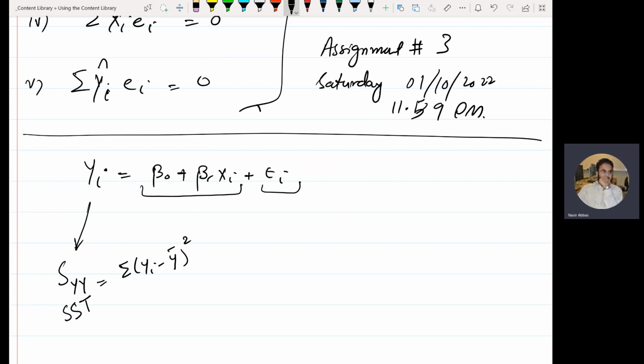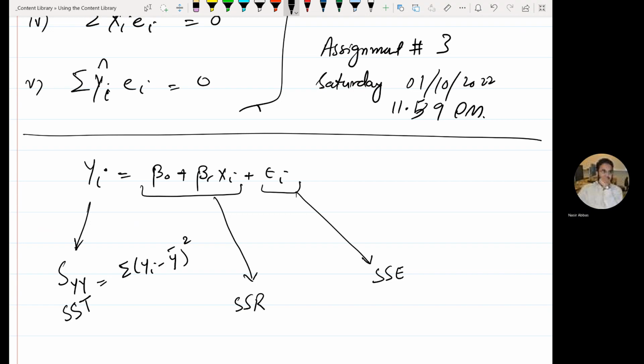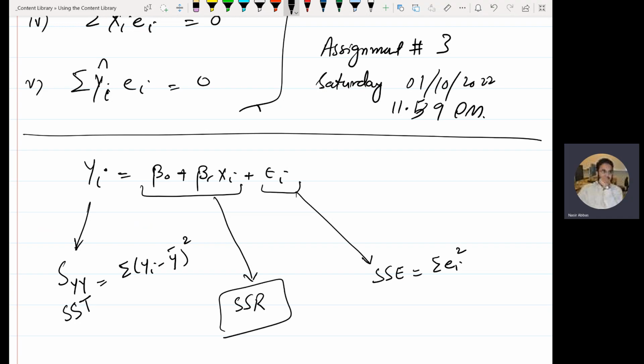In regression terminology, the total variation in y is the sum of two variations. The explained variation is called SSR, the sum of squares due to regression, and the unexplained variation is called SSE. We already know the formula for SSE: the summation of ei squared, the sum of squares of residuals, or errors. If I ask you to find SSR, can you find it? Simple: SST minus SSE.